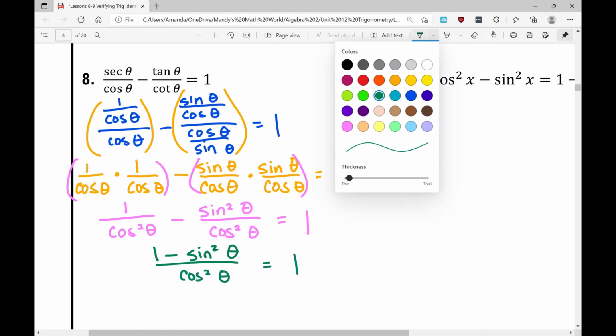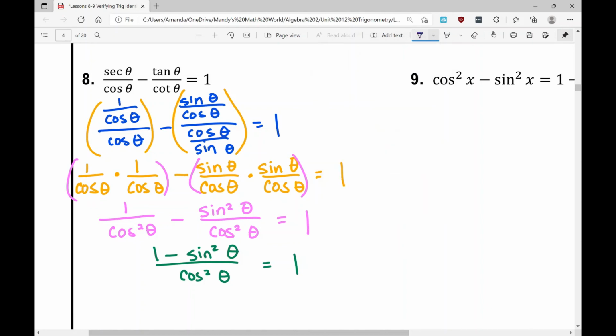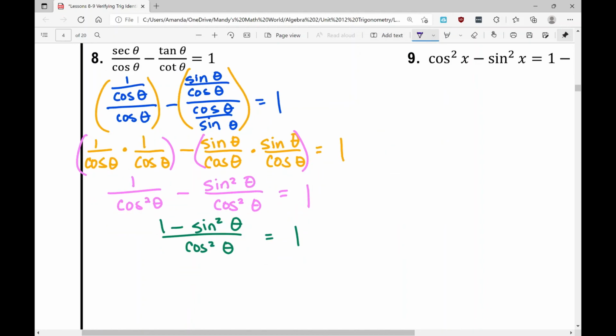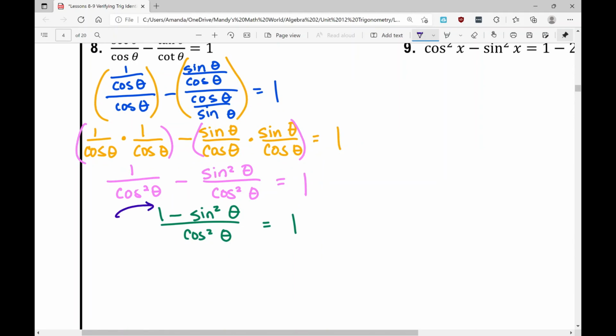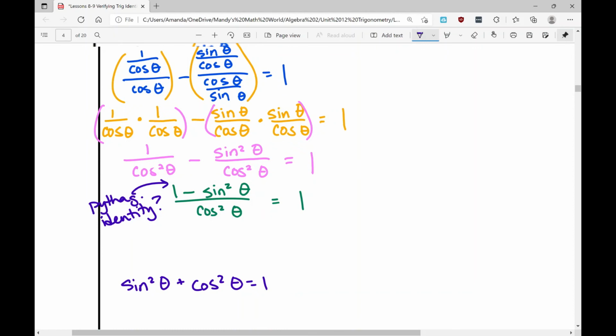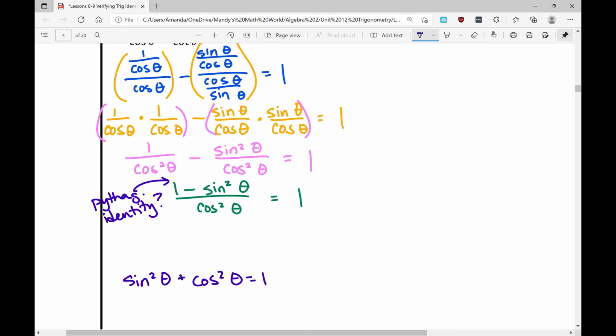Well, all right. I see that 1 and I see a sine squared. Well, is that a Pythagorean identity? Because that's really all I would think to do at this point. Let's see, is this a Pythagorean identity? Question mark. I know sine squared theta plus cosine squared theta is equal to 1. I know that because we've proven it on the other page, right?